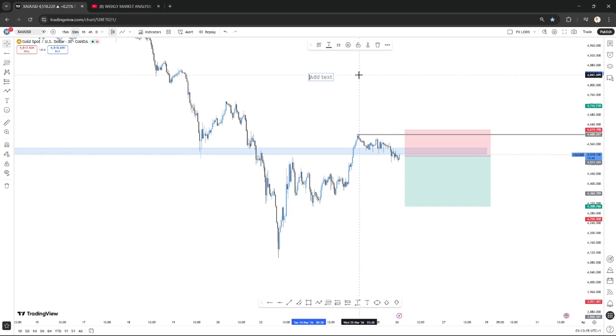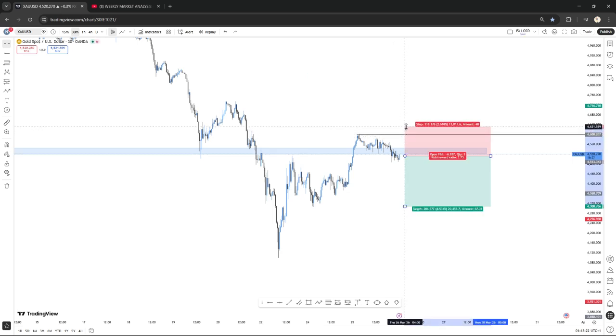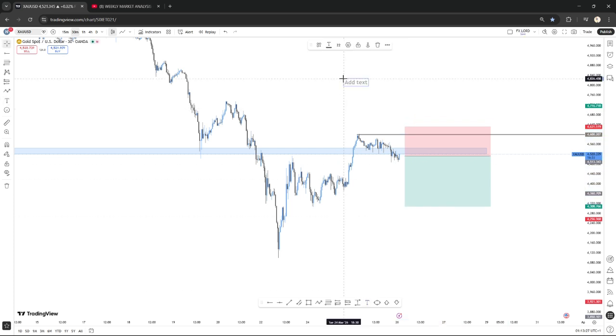Number one, if you do not set your stop loss above the previous high and you put your stop loss somewhere here, market might just want to come back and retest that high. So that's number one. Market might want to retest the previous high.